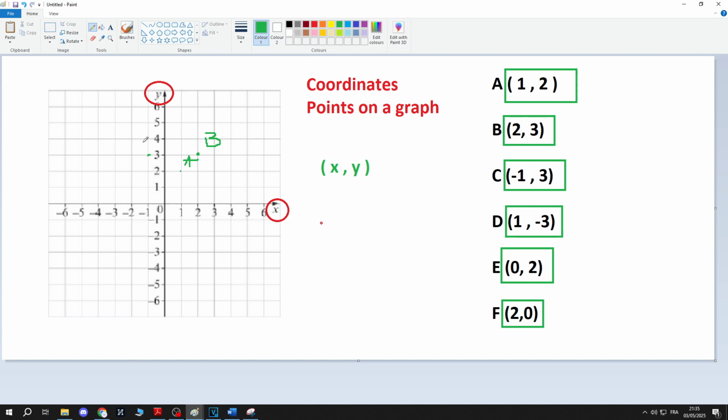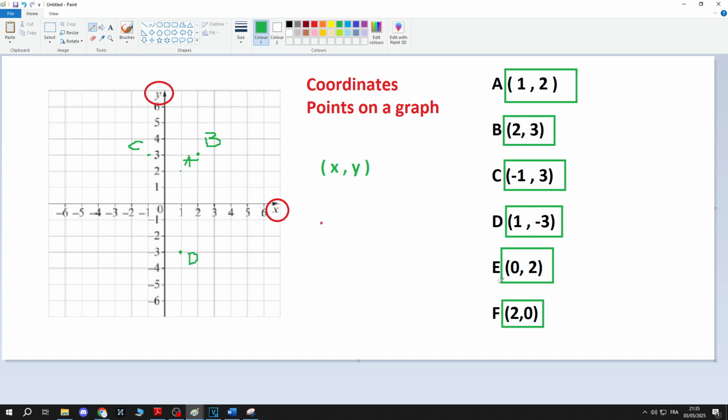So this is C. For D, it's the opposite. x is 1, y is negative 3. So instead of going up this time, we would go down 3 squares. So D is right over here.